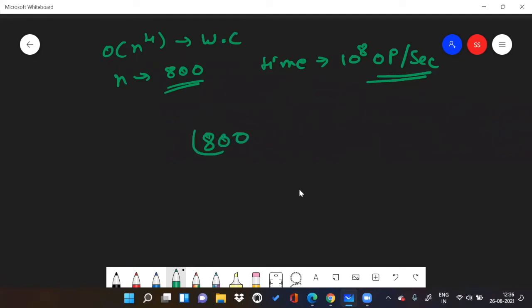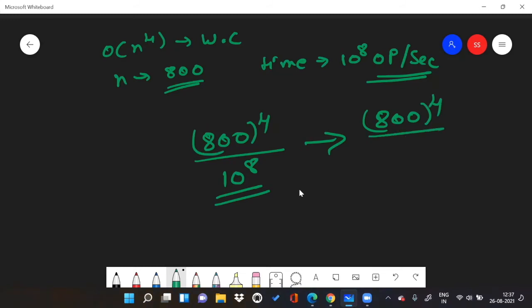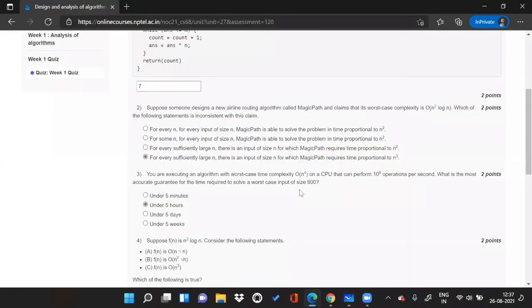We have to do 800 raised to the power 4, because these many operations are something that we have to perform in 10 raised to the power 8 seconds. So this is the basic mathematics that you need to perform. That 800 has to be multiplied 4 times, and then you have to divide it by 10 raised to the power 8. If you do the math correctly, the answer would come as under 5 hours.